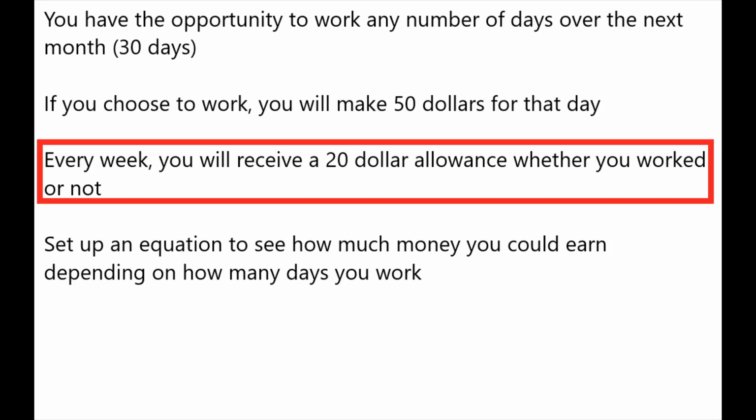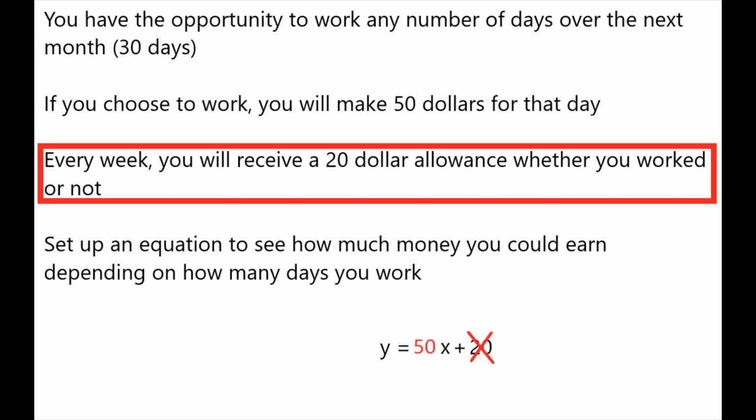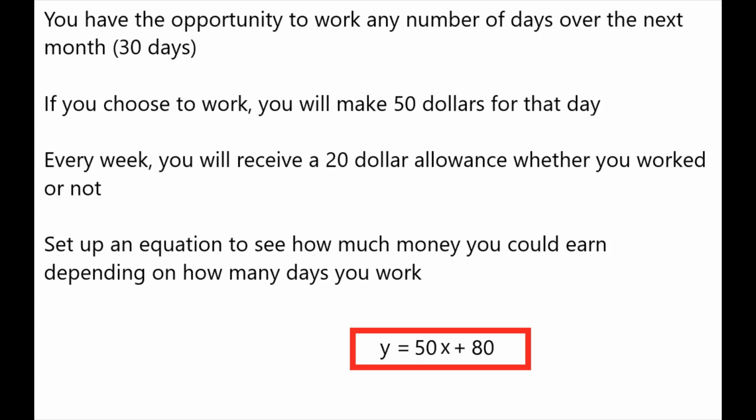So we were told that we will get $20 every week whether or not we work, but we know that we're talking about an entire month, which is 4 weeks. So it's not just going to be 20, because by the end of the month I'll have more than 20. I'll have 20 times 4. So really our constant is 80, because we're looking at this in terms of the entire month. We don't care about 1 week versus another week. We want to know how much we'll have at the end of the month. So now we have our equation, y equals 50x plus 80.